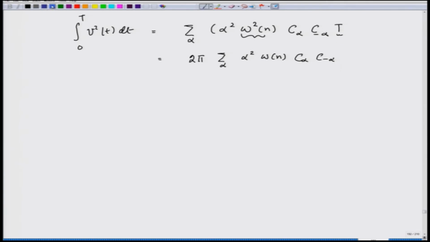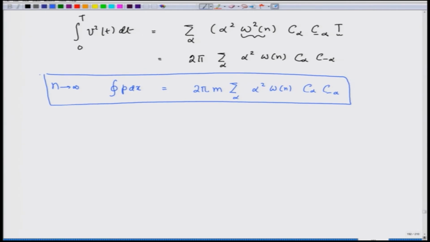So in the limit of n tending to infinity, integration p dx comes out to be, there was an m also there, so I get 2 pi m summation alpha square omega n c alpha c minus alpha. All right. Now, that's the classical result, or n tending to infinity result. Now I need to translate this into the quantum result.